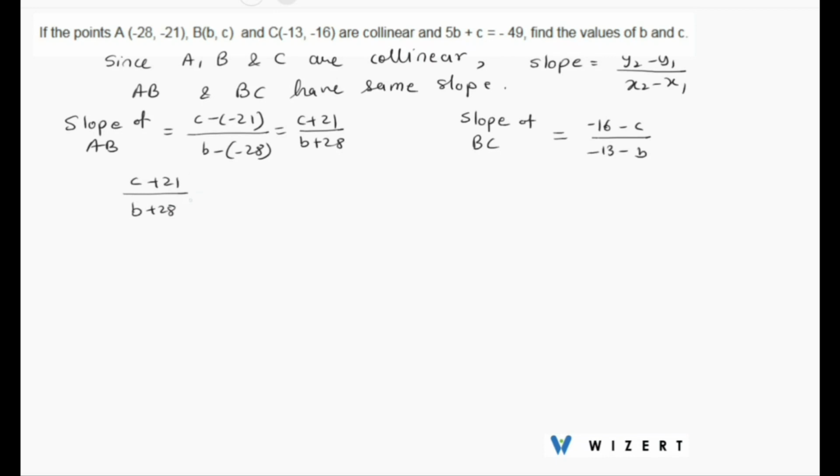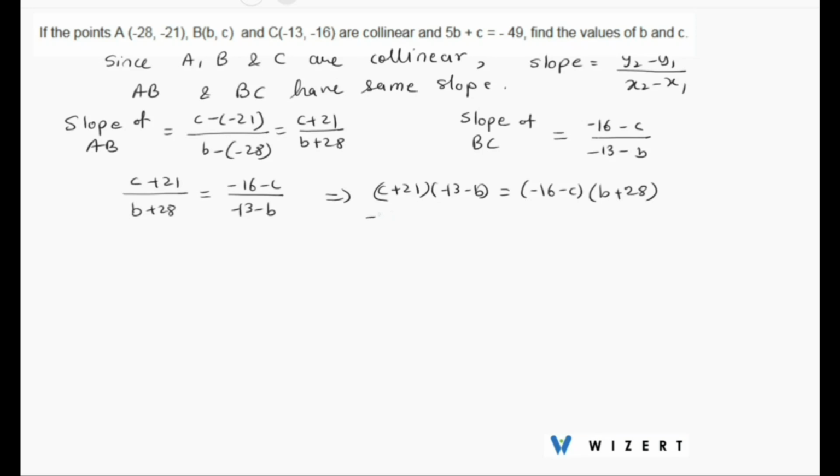should be equal to (-16 minus c) upon (-13 minus b). So by cross multiplying we get (c + 21) multiplied by (-13 minus b) equal to (-16 minus c) multiplied by (b + 28). So let's open the brackets.